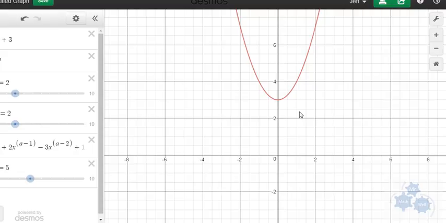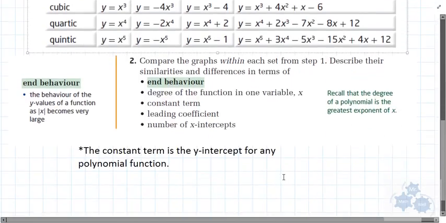You see that? So you can have fewer x-intercepts, but you can never have more x-intercepts than the degree. A lot of information here this lesson. So the number of possible x-intercepts is the same as the degree of the function. Okay, very good.